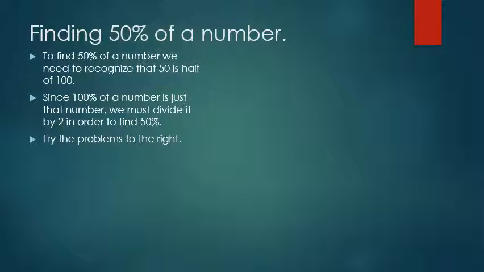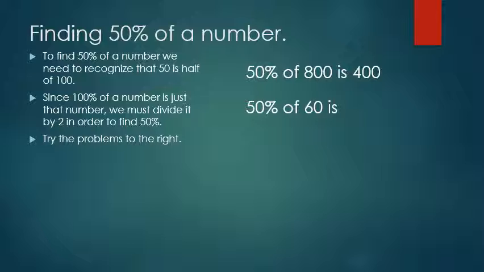So 50% of 800 would be 400. So we've just cut 800 in half. 50% of 60 would be 30. 50% of 82 would be 41. So again, if you struggle with numbers like 82, cutting them in half, cut 8 in half and cut 2 in half.